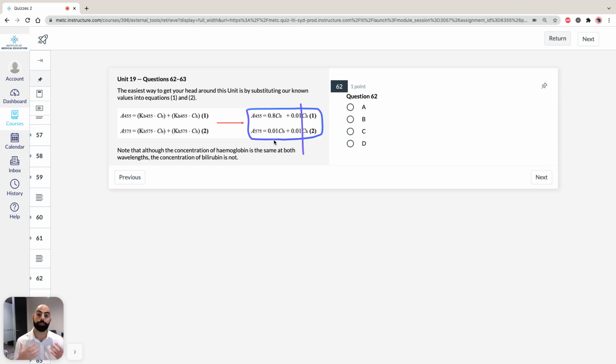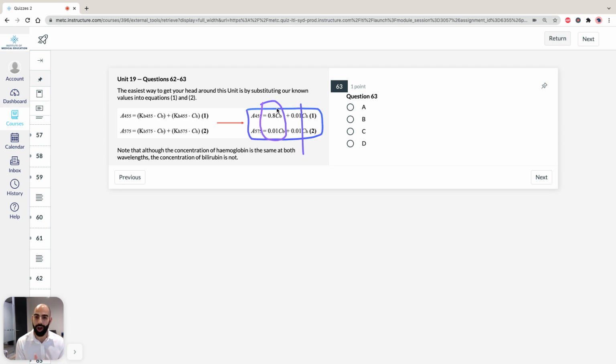calculate the absolute concentration. So when the question says, in order to determine the concentration of bilirubin at, say, 455, as well as measuring at 455, the absorbance is measured at 575, because if you look at the answers for 63, it has to be D, because hemoglobin is absorbing equally at both those wavelengths, which makes it easier for us to calculate the concentration of bilirubin.